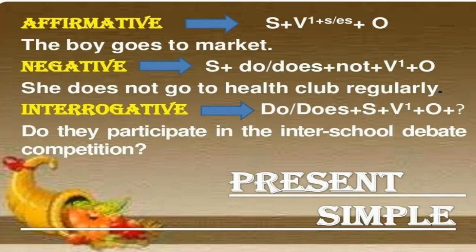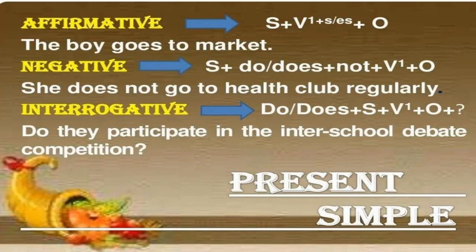The boy goes to market. Let me tell you what subject and object are, because that is also important. The subject is the one which is performing an action, and the object is the one to whom the action is being performed. Hopefully you are understanding it. As I said earlier, what is a verb? An action or state of being is known as a verb.